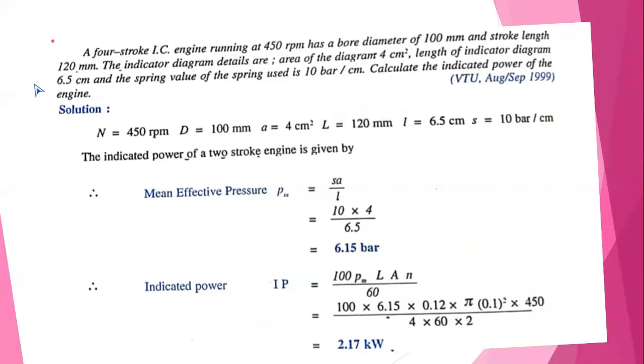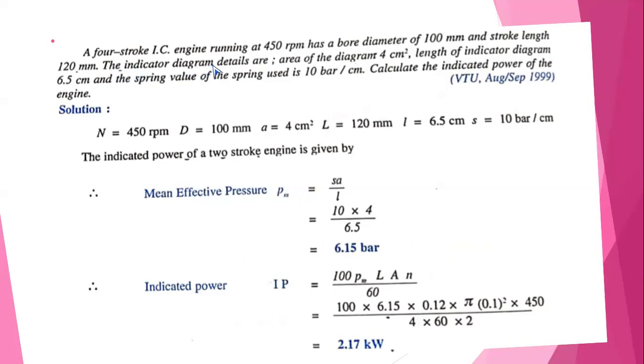All of you write down. A 4-stroke IC engine running at 450 RPM has a bore diameter of 100 mm and a stroke length of 120 millimeter. All of you open your calculator and write down the problem in the notebook. And next, continue the problem.